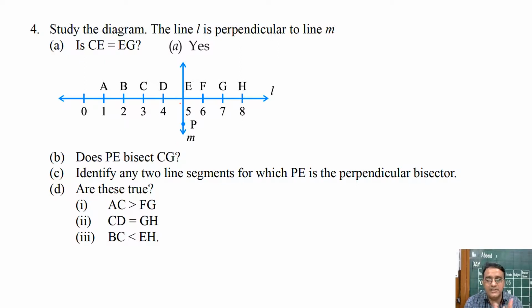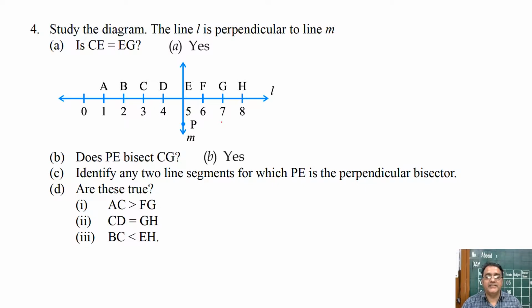Bisects हम लोग कब बोलते हैं? जब वो equal part में divide करता है. ठीक है? When PE divides CG into 2 equal parts. See, we have already seen CE is equals to EG. ये दोनों equal है 2 units. That means PE bisects CG. Our answer is yes. Now the next question.